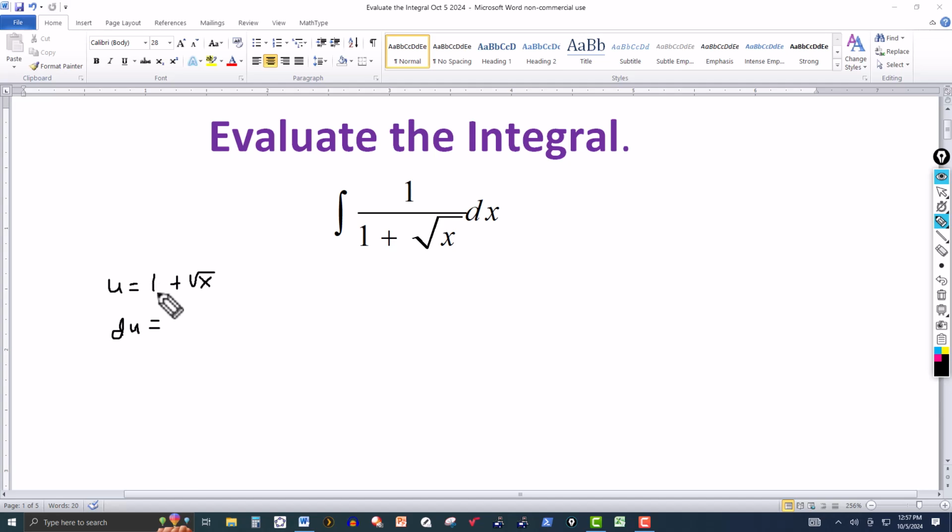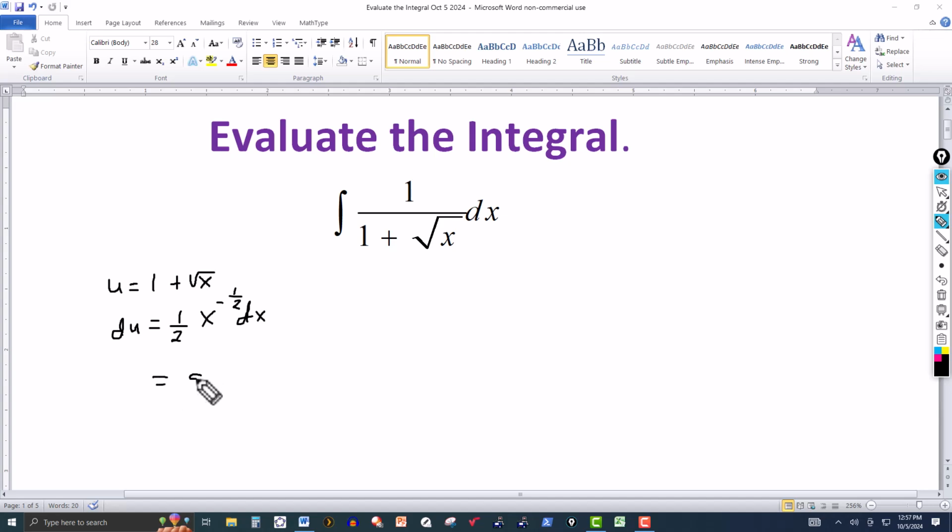The derivative of 1 is 0. This is x to the 1/2 here. So the 1/2 comes over, and subtracting 1 from the exponent of 1/2 gives me a minus 1/2 dx. And remember, x to the negative 1/2 is just 1 over the square root of x, or 1 over x to the 1/2. So let's clear this fraction.